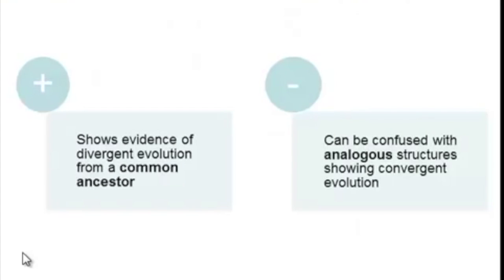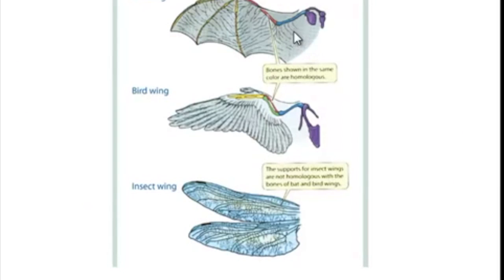So this evidence is pretty awesome because it tells us about common ancestry, but we have to be careful not to confuse homologous structures with analogous structures. Analogous structures show convergent evolution, not divergent evolution. And here's what I mean. A bat wing and a bird wing are homologous because their underlying structure is similar. And so this shows that they diverged at some point from a common ancestor. But if you compare a bird wing to an insect wing, you might think that those are homologous, but you would be wrong because their underlying structure is very different. An insect wing is made up of entirely different materials than a bird wing.